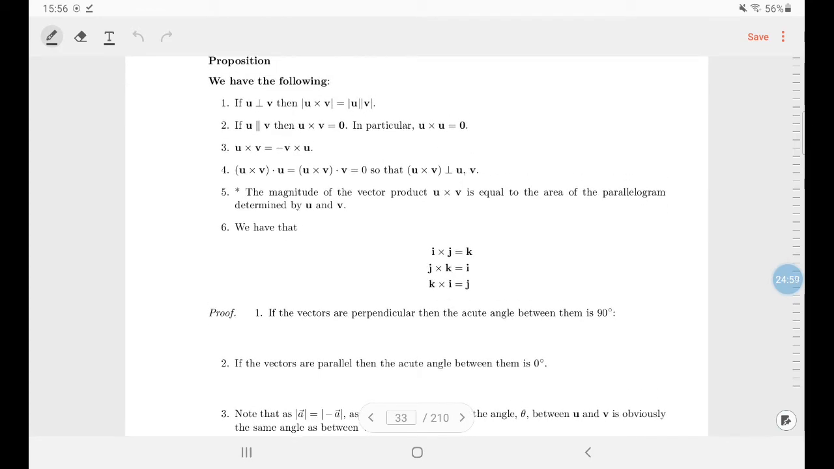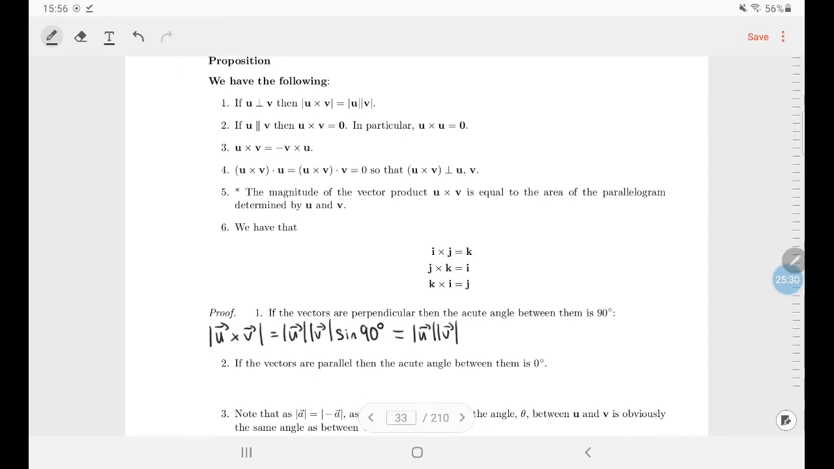So if the vectors are perpendicular, then the angle between them is 90. And so the magnitude of u cross v, which isn't the same as u cross v, just the magnitude, is the magnitude of u times the magnitude of v times the sine of the angle in between. If they're perpendicular, that angle is 90, and sine of 90 is 1. So in this case we get length of u, length of v by 1, which is just the length of u by the length of v.